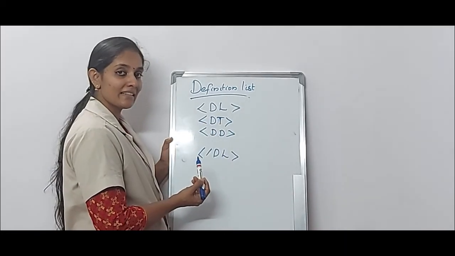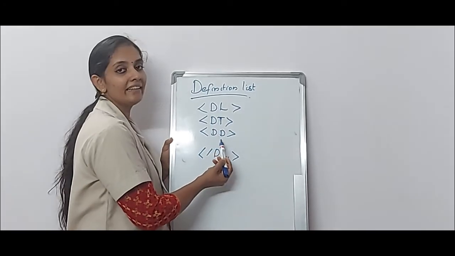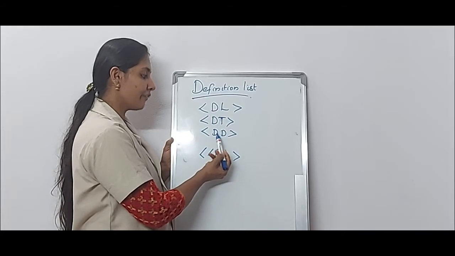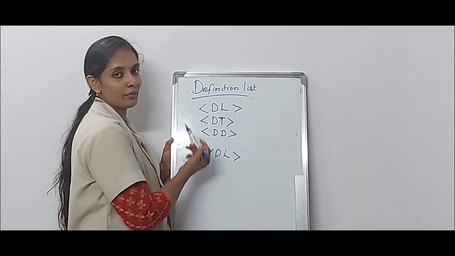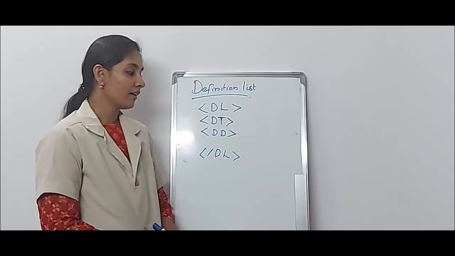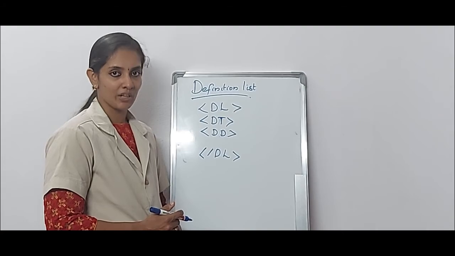Definition list is created by DL tag in conjunction with DT and DD, where DT is the definition term and DD is the definition term's description. This is the description of this term. Let's see how to use DL tag to create a definition list.